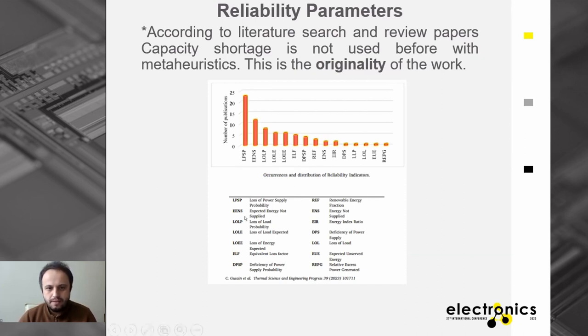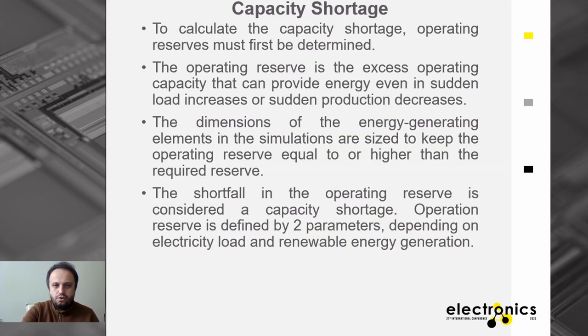This is a paper which was printed this year, Hussein's paper. As you see here, these are the reliability parameters which are used with metaheuristics, but as you can see here, there is no capacity shortage used before. Because of my limited time, I will pass.